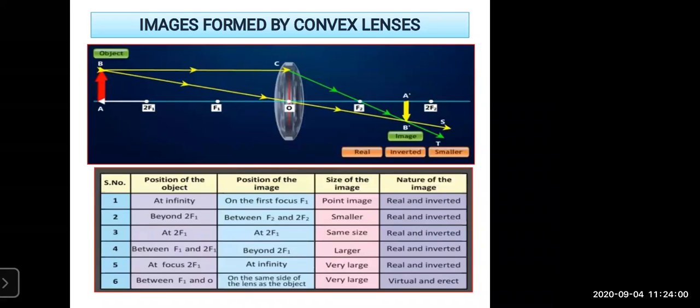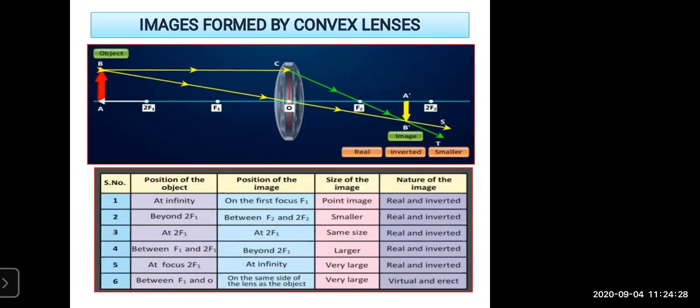Here, the position of the object is given in the table. It indicates the position of the object. Also it gives the position of the image, the size of the image and the nature of the image. So according to where the object is and where the image is, it forms the size and nature of the image.